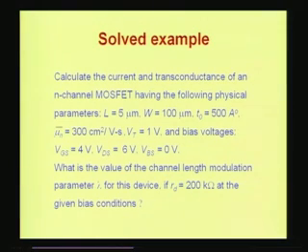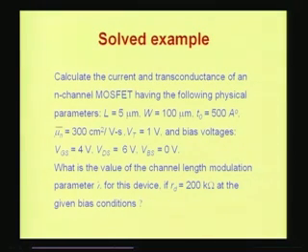Calculate the current and transconductance of an N-channel MOSFET having the following physical parameters: channel length 5 micron, channel width W 100 micron, oxide thickness t0 500 angstroms, the average channel mobility of electrons mu n bar 300 centimeter square per volt second, threshold voltage Vt is 1 volt, and bias voltages are Vgs equal to 4 volts, Vds equal to 6 volts, and Vbs is 0 volt. The threshold voltage is given for Vbs equal to 0.